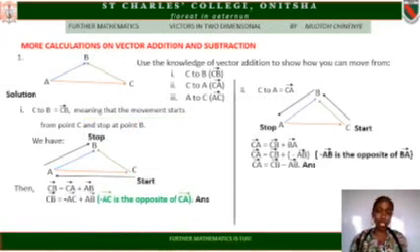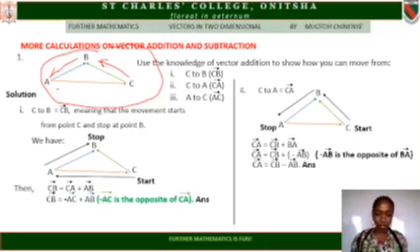Let's go to calculations proper. In the diagram, you are asked to use the diagram of triangle ABC and show how you can make your movements from 1, C to B, that is vector CB, 2, C to A, that is vector CA, and 3, A to C, that is vector AC. Then let's go to the first one.